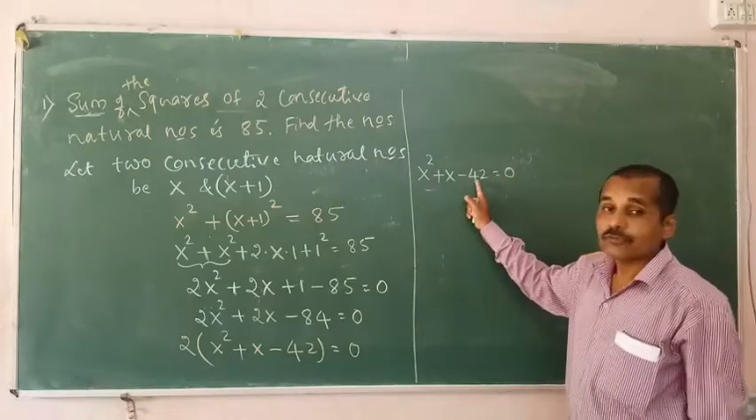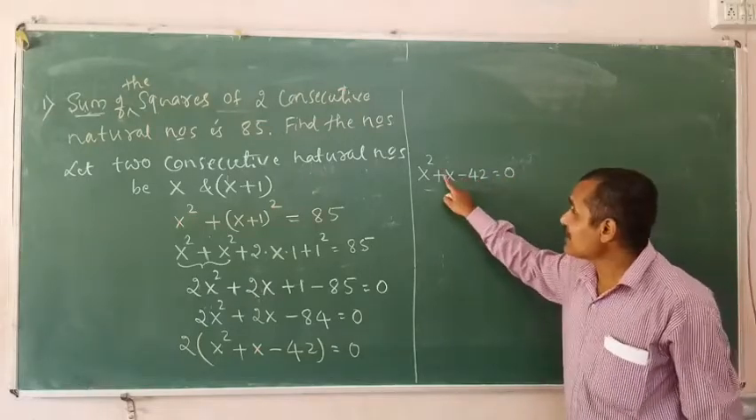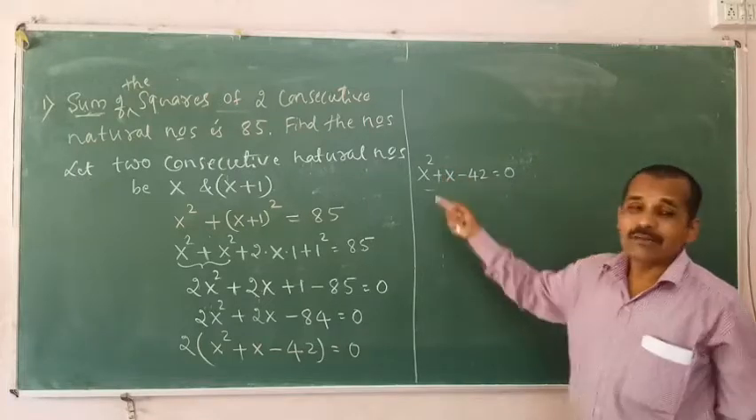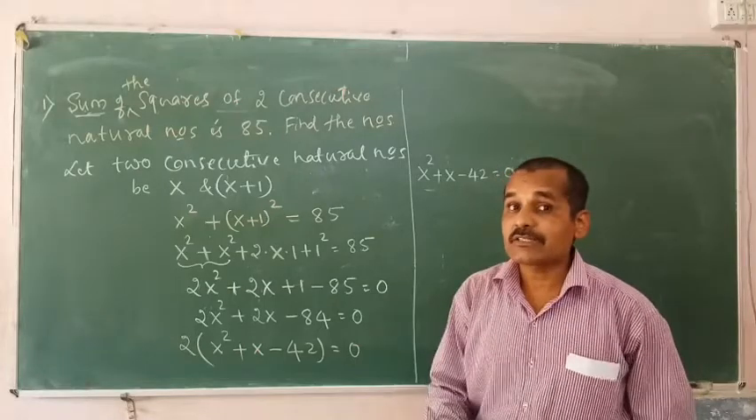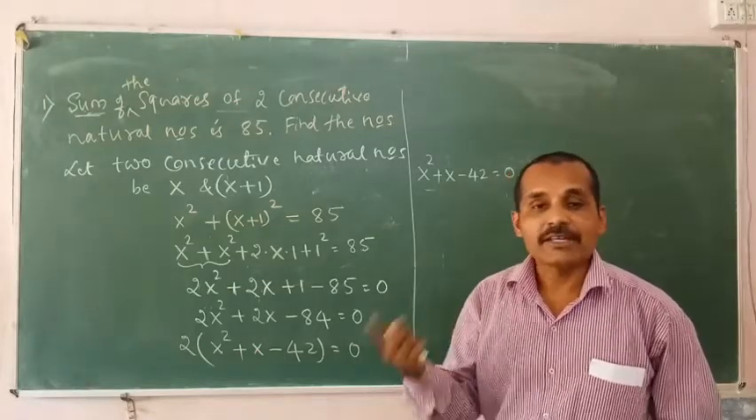On multiplying, 42. On subtracting, 1. The numbers are 7 and 6. Which 7 and which 6? Plus 7 and minus 6.